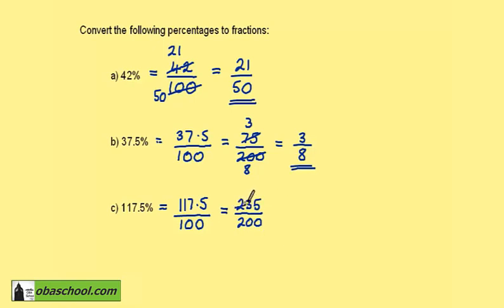5 goes into 235 47 times and into 200 40 times. So we have 47 over 40. Writing this as a mixed number, 40 goes into 47 one time with a remainder 7.